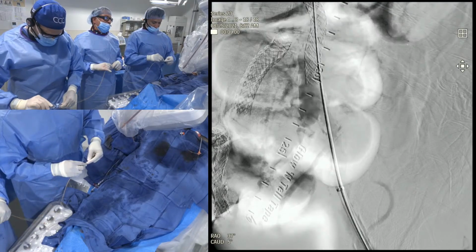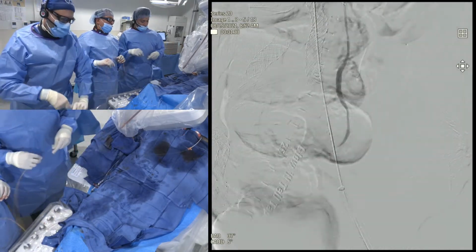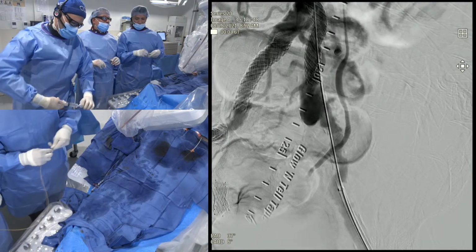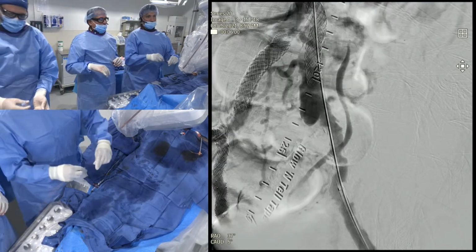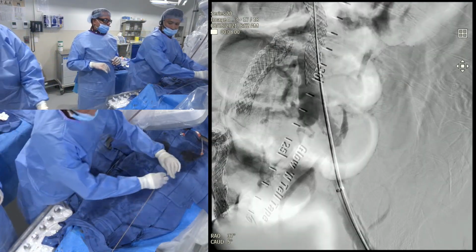But I think at a 10-0, we'll be very conservative. We want to get it up. And now the question becomes, is there a gradient across this external? If there's no gradient across this external, there's no reason to stent it.